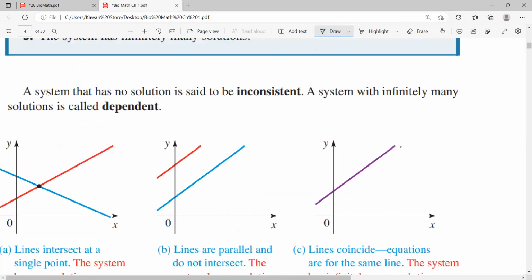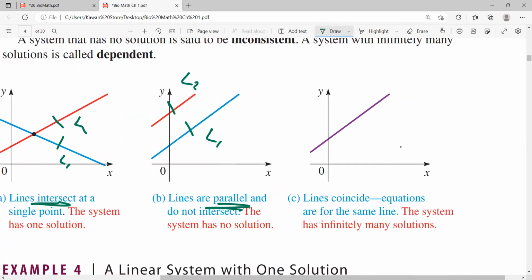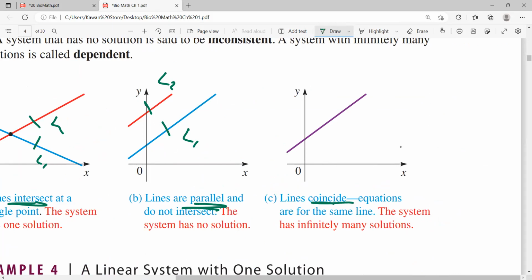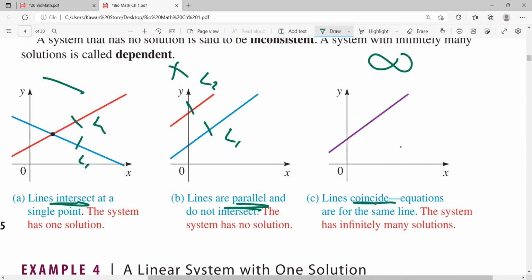Now, as we say, maybe we have an intersection of line number 1 and line number 2. Maybe line number 1 and line number 2 are parallel. Or maybe they are overlapping each other, coinciding with each other. You can see, we are going to see just one line, but in reality they are two, on top of each other. In the first case, we have one solution. In the second case, we don't have any solution, so we say the system has no solution. And in the last case, we have infinite solutions. We say the system has infinite solutions.